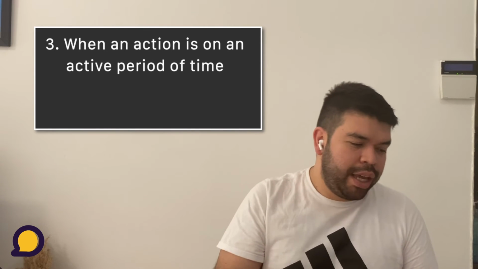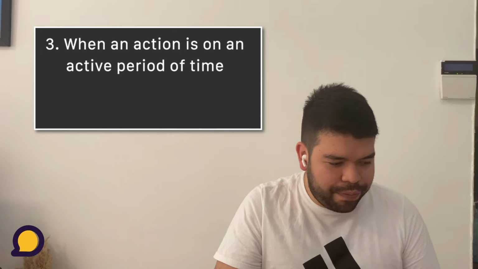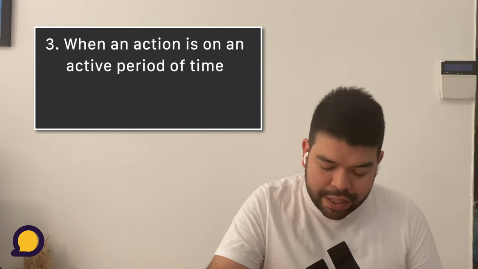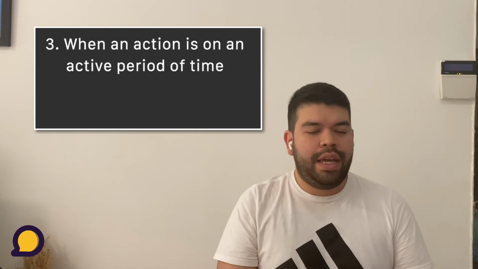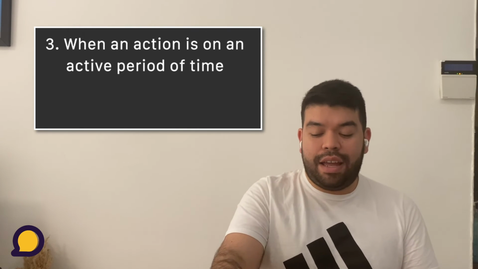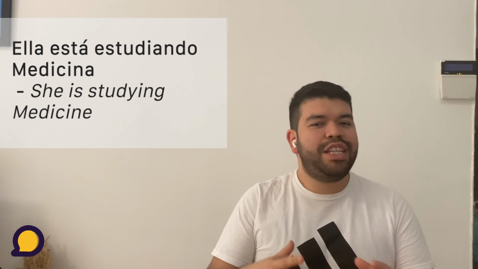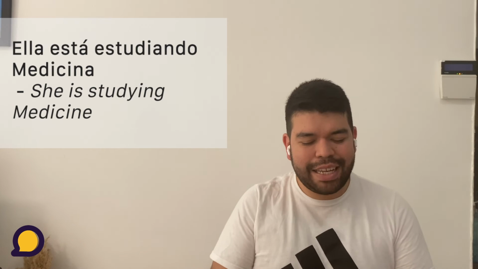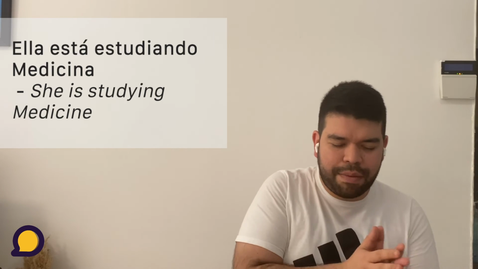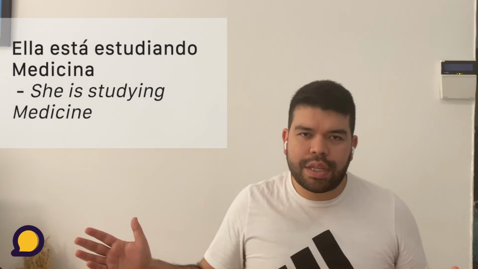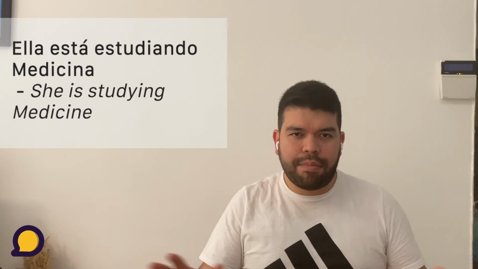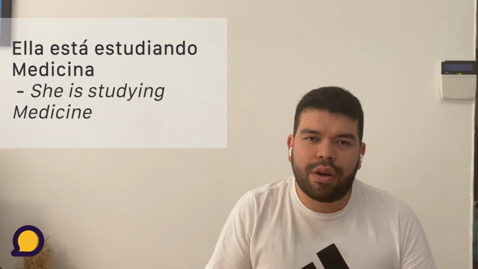Another way to use the present progressive is when an action is in an active period of time. For example, ella está estudiando medicina. It's not happening precisely in that moment, but it's in that period of time. You know, she is studying medicine right now, in that period of time. Okay, that's what I mean by this.